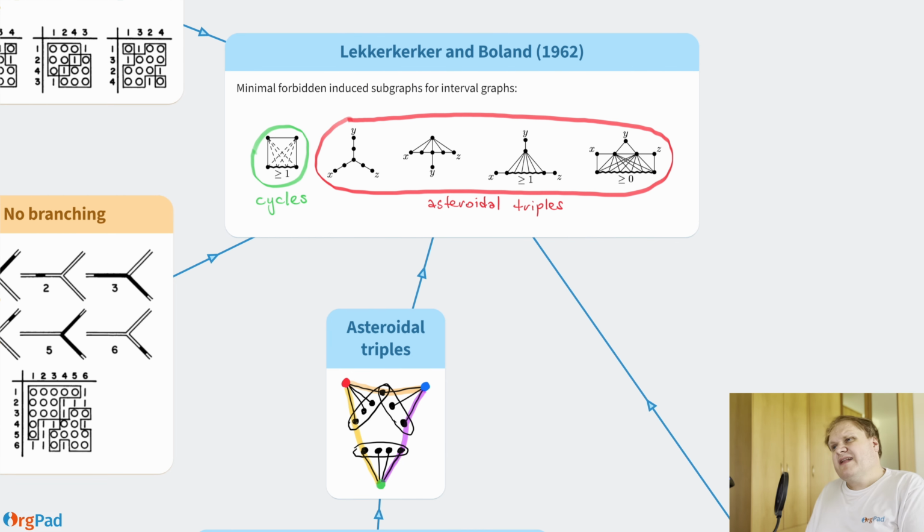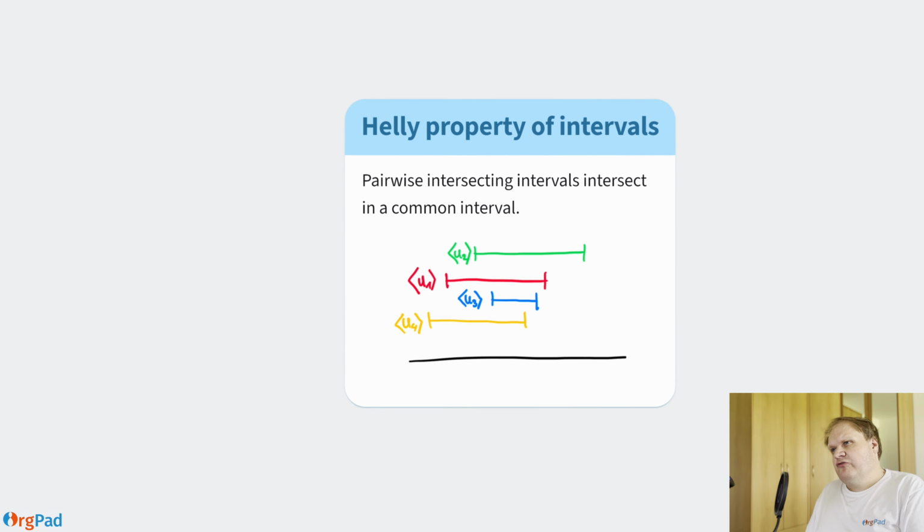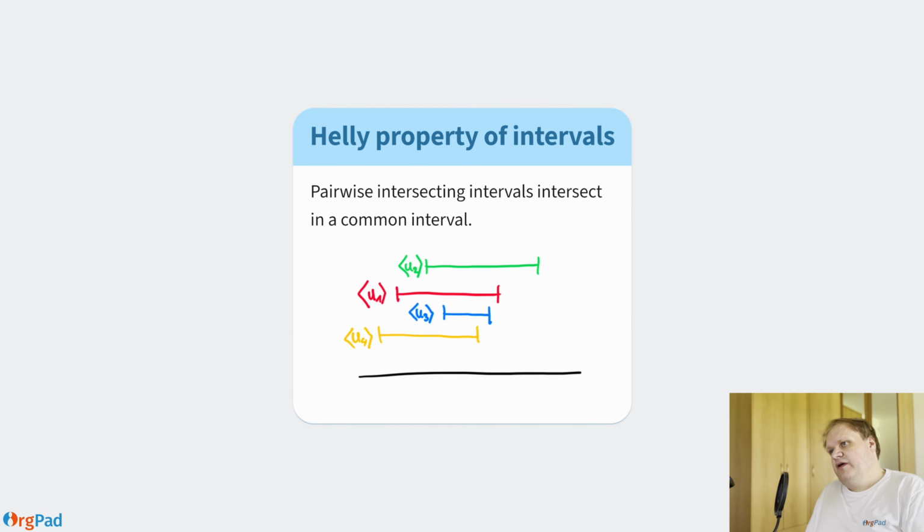But now let's consider a different approach. If we have some collection of intervals of the real line, which are pairwise intersecting, it follows that there is a common interval which lies in the common intersection. So, for example, I have 4 intervals here, each pair is intersecting each other, then the intersection of all 4 is this interval x here.